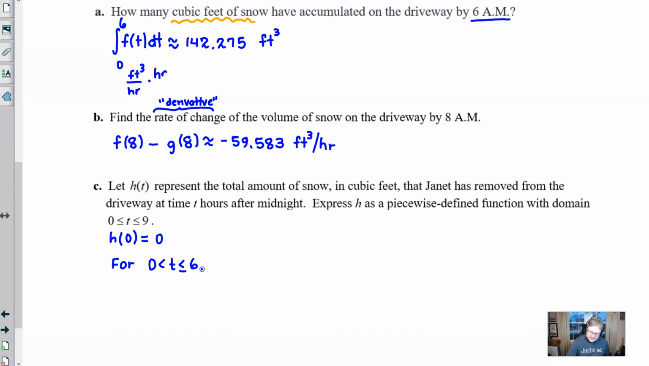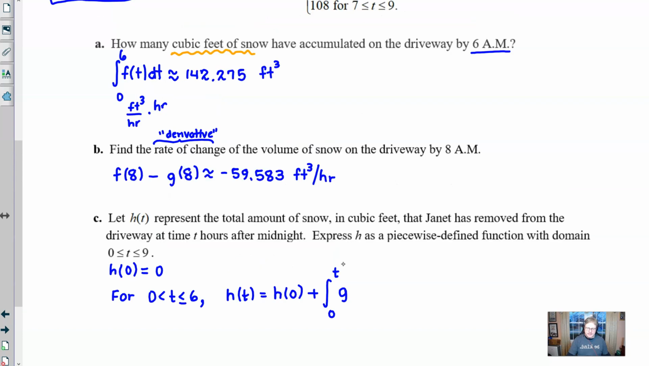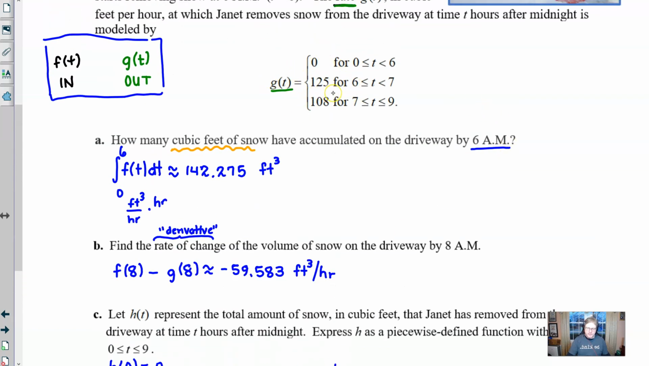But if this is our time interval, then the function h of t is just merely going to be how much snow Janet has removed at the beginning of that interval plus the definite integral from the time value beginning that interval up to t. Not 6, but t, because what I want is a model that will give me the amount of snow removed on any time between 0 and 6. The function g, if you recall, is the rate at which Janet's removing snow.